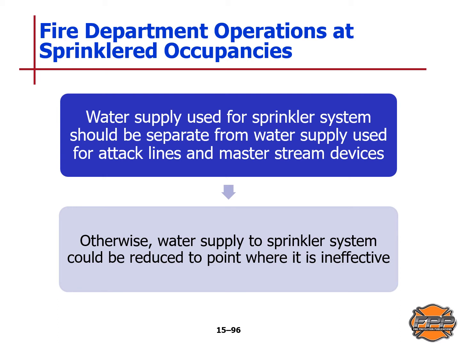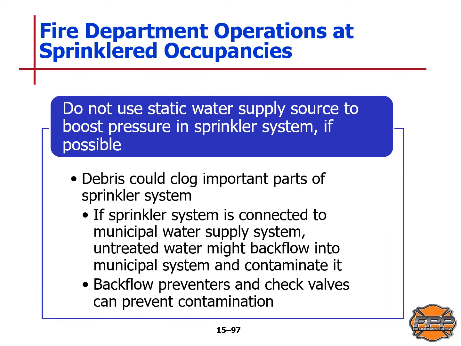Water supply used for a sprinkler system should be separate from the water supply used for attack lines and master stream devices. Otherwise, water supply to a sprinkler system could be reduced to a point where it is ineffective. Do not use a static water supply source to boost pressure in a sprinkler system if possible, because debris could clog important parts of the sprinkler system. If the sprinkler system is connected to the municipal water supply system, untreated water might backflow into the municipal system and contaminate it. Backflow preventers and check valves can help prevent contamination.